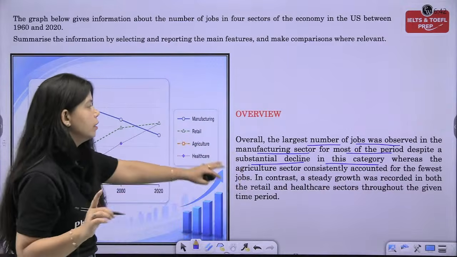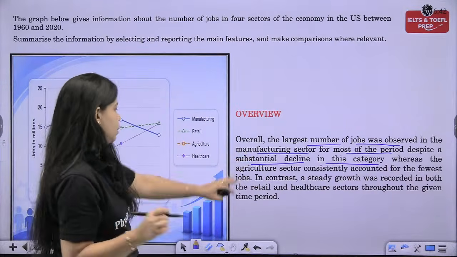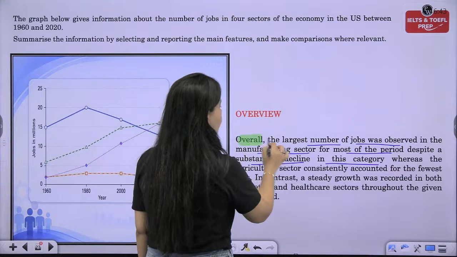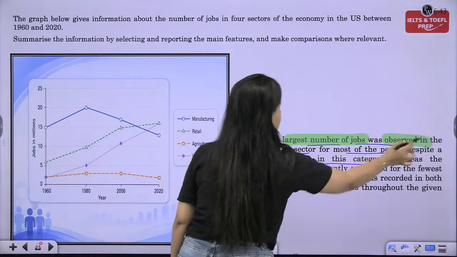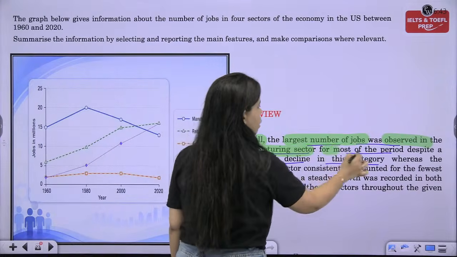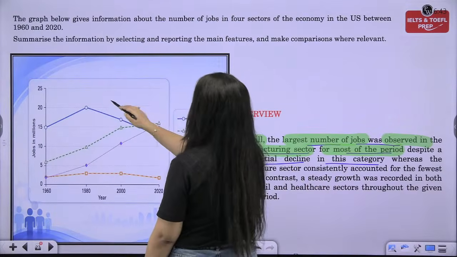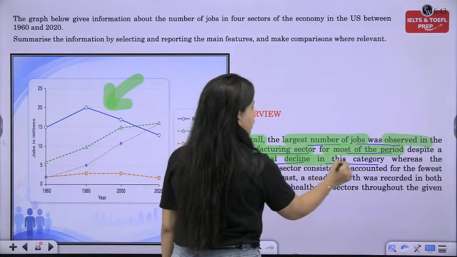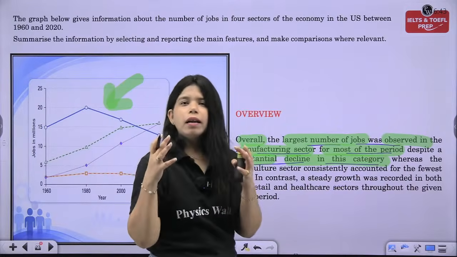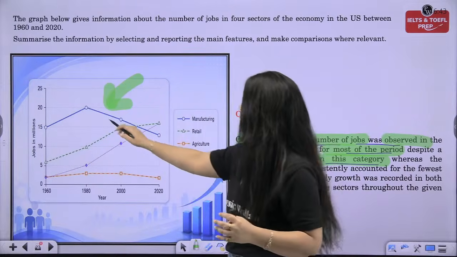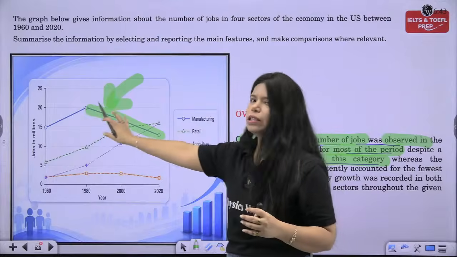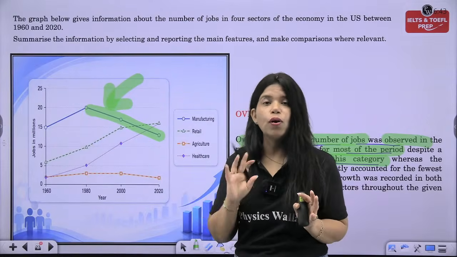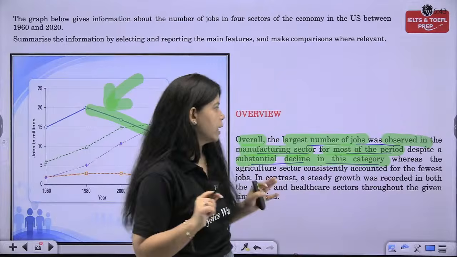Keep understanding rather than just reading, listen and understand. What I am saying here is, overall, the largest number of jobs was observed in the manufacturing sector for most of the period. That means this blue line. Despite a substantial decline in this category, meaning despite such a solid, considerable decline, this was the category where we saw the largest number of jobs for most of the period. That is what I'm saying here.